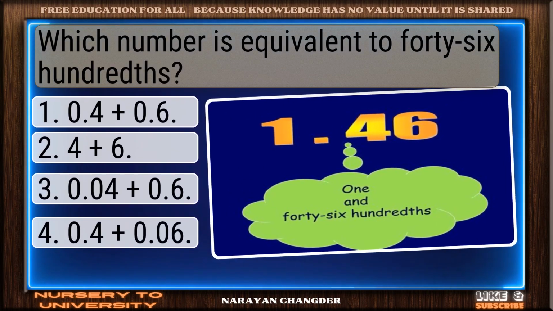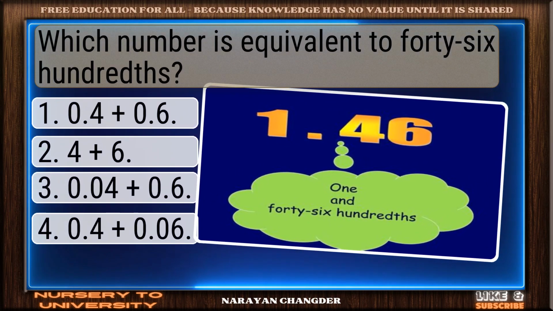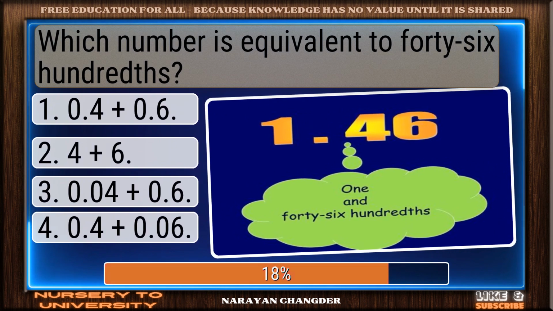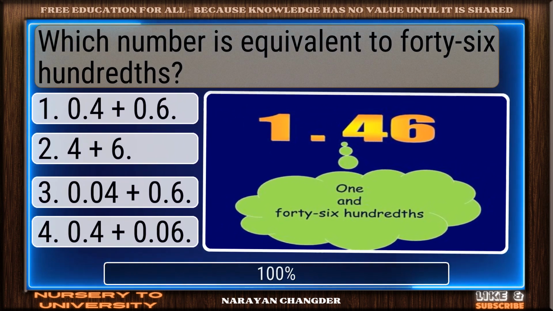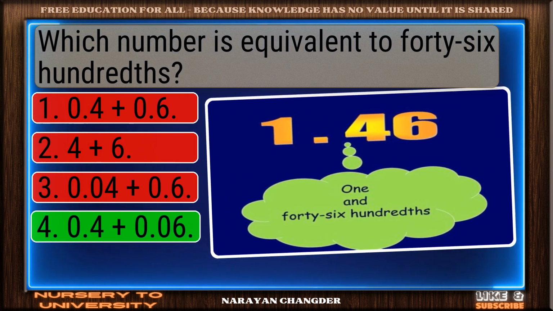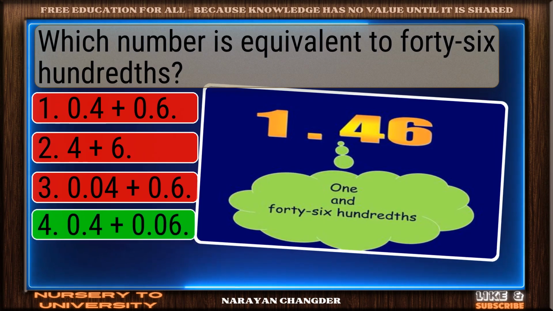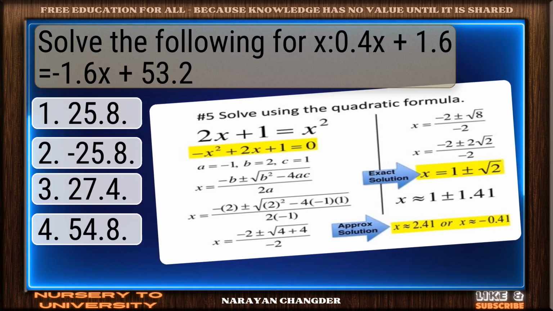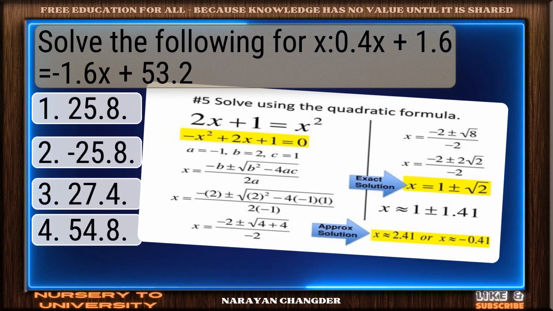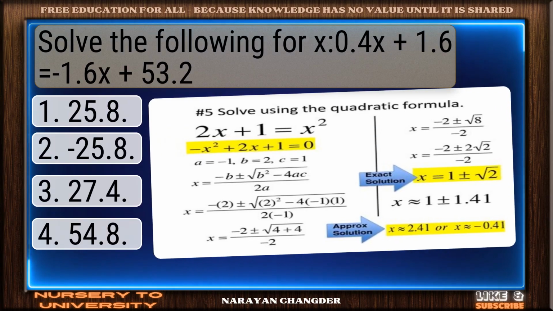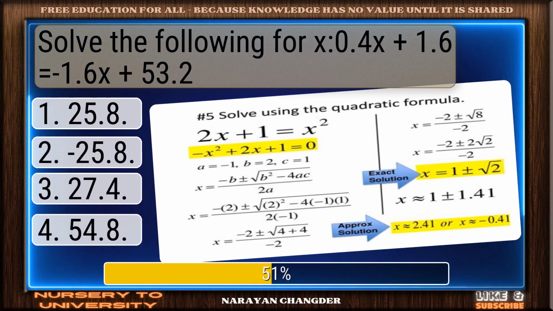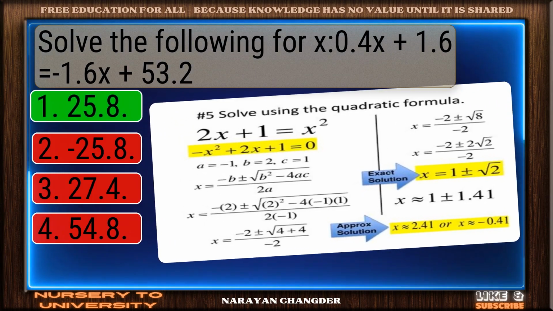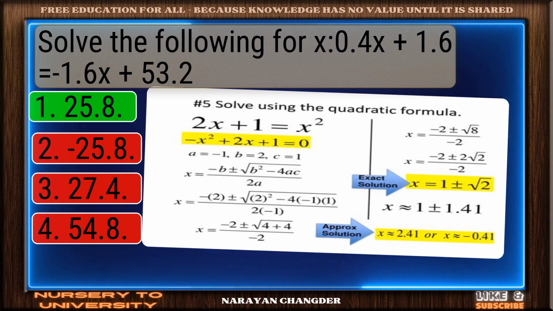Question number 39. Which number is equivalent to 46 hundredths? Great job. 0.4 plus 0.06 is the accurate answer. Question number 40. Solve the following story. 0.4x plus 1.6 equals 1.6 plus 53.2. Good, your answer 25.8 works well here.